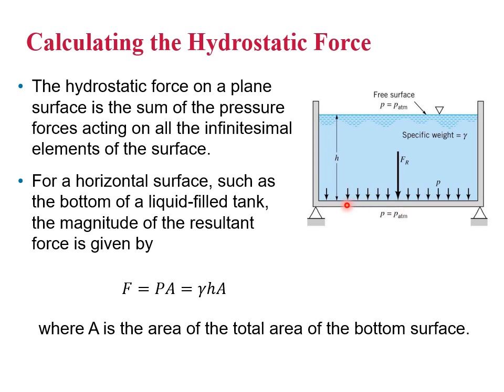So if we know the pressure on this bottom plate and it's uniform, we can find the force because the force is simply the pressure times the area. So here the pressure I've substituted in gamma times h. So the total force along the bottom of the plate is represented by this vector F_R, is just gamma h times A.